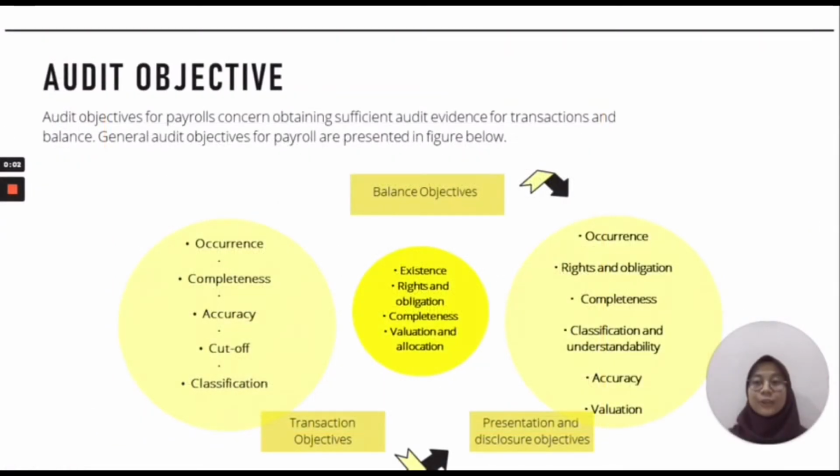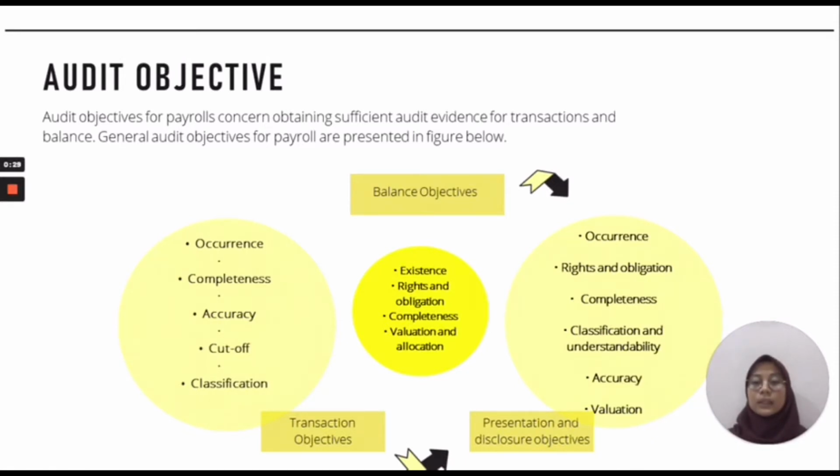Next is audit objective. The audit objective for payroll consists of obtaining sufficient audit evidence for transactions and balances. General audit objectives for payroll are presented in the figure below. The first one is transaction objective. There are 5 transaction objectives. First is accrual. Accrual is wages and salaries are only paid to non-fictitious employees for work performed. Second is completeness. Completeness is all eligible transactions are recorded in the payroll and accounting period.